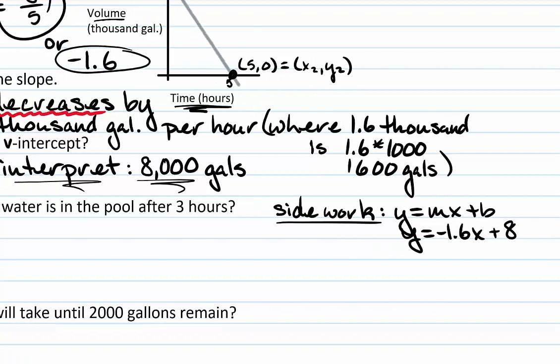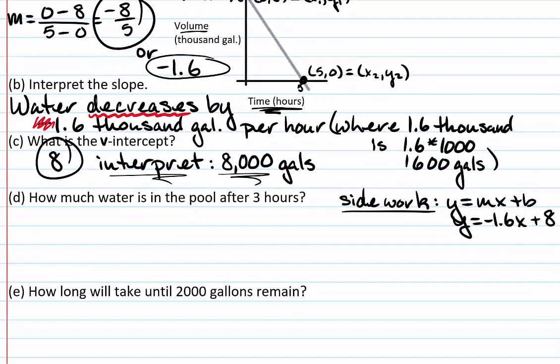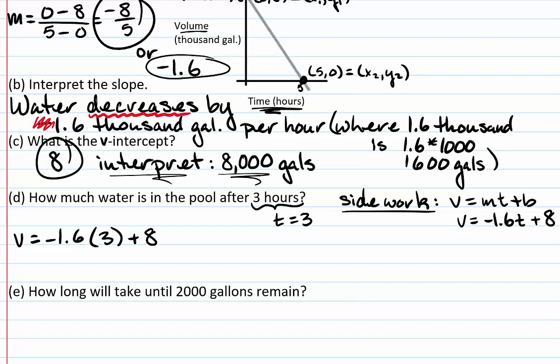Now we can come over here back to the problem, and we can use it. How much water is in the pool after 3 hours? Well, that's an x. And actually, why don't we use a t and a v instead of y's and x's, just to make this more realistic? Let's make that a v and a t. That'll be good practice for you. So that means t is equal to 3. So we just plug it in. So v equals negative 1.6 times 3 plus 8.